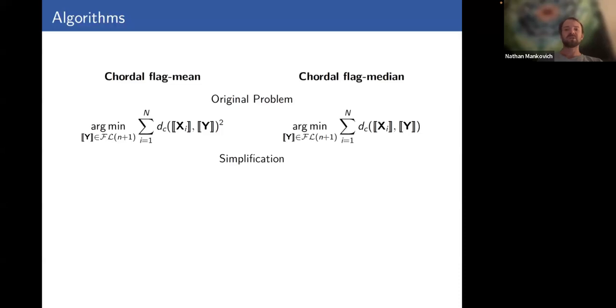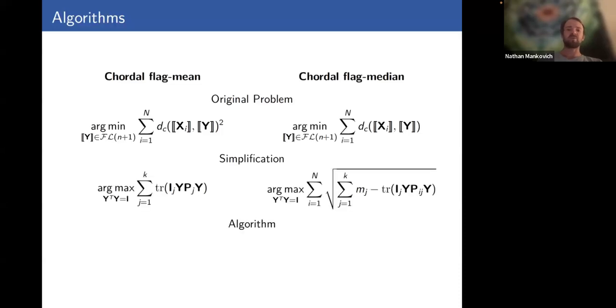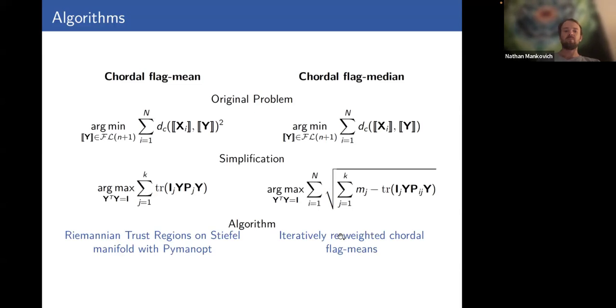So we had this original distance problem, and we can simplify it to a problem over the Stiefel manifold again, like we did before. Again, I'm not going to explain how these P's come out, but this is now kind of a problem over the Stiefel manifold. And then we solve the left problem with Riemannian trust regions on the Stiefel manifold using this package called PyManopt, which I did not develop, I'm just using. And then you sort of do iteratively reweighted chordal flag means to compute the chordal flag median.